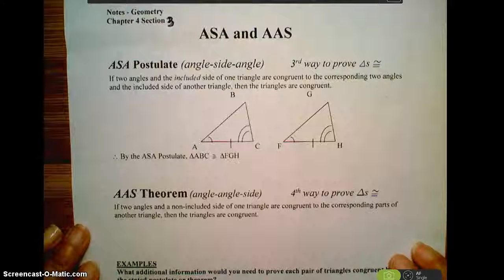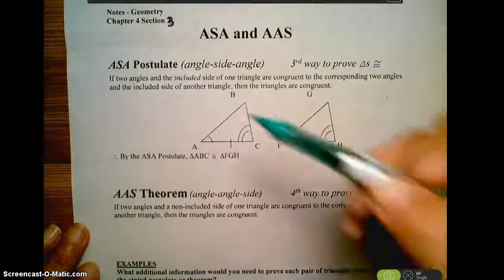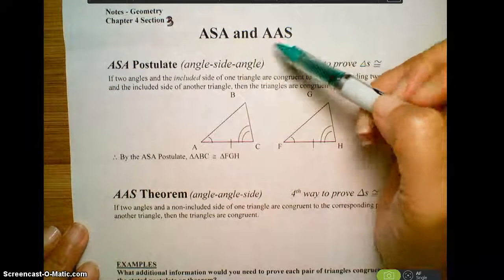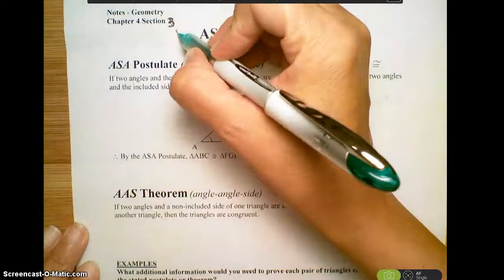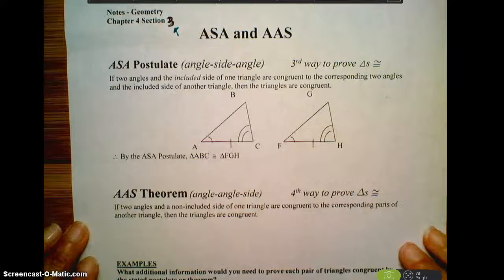Hi, we are here with Chapter 4, Section 3. We're going to cover two more ways to prove that triangles are congruent. That's angle, side, angle, and angle, angle, side. The first thing you need to do is make the correction that should be Section 3.